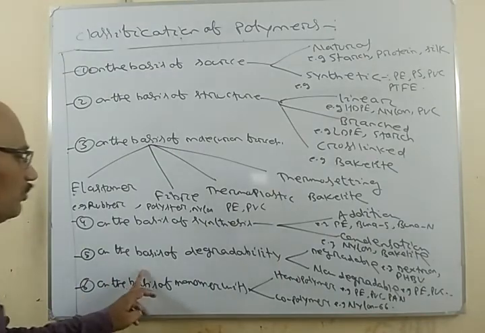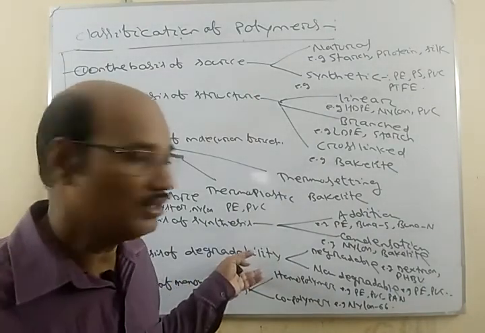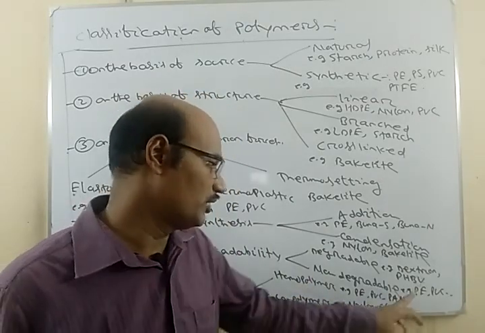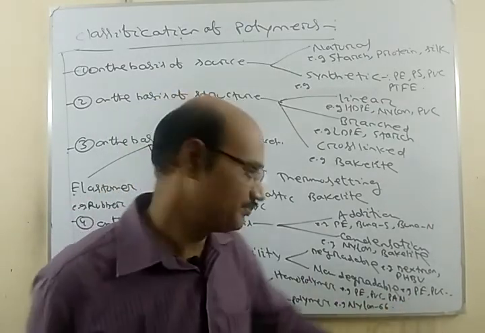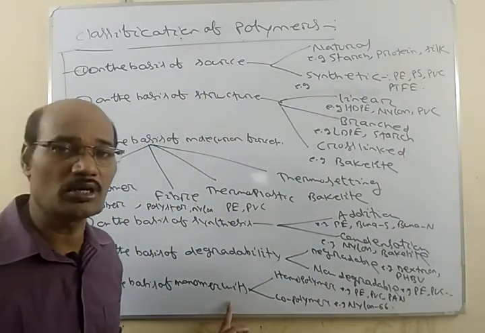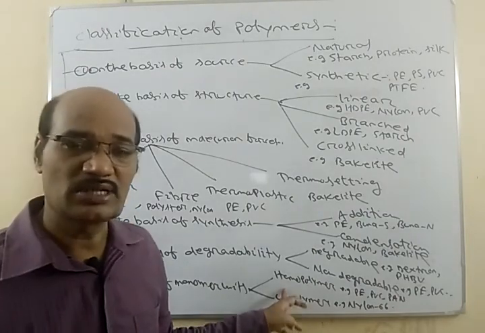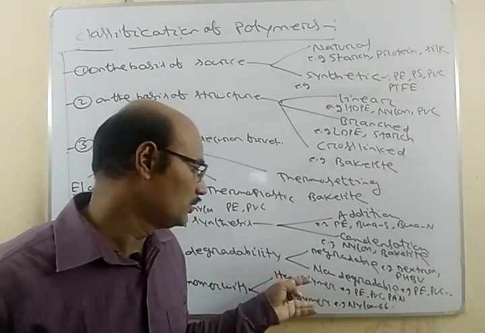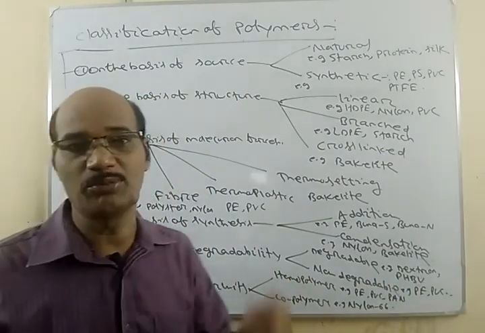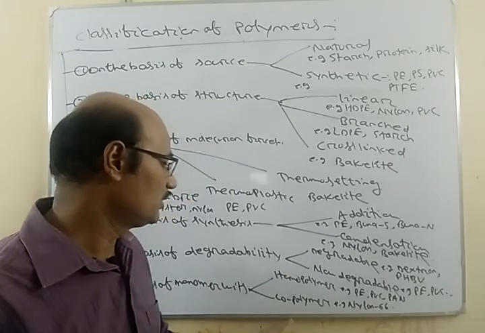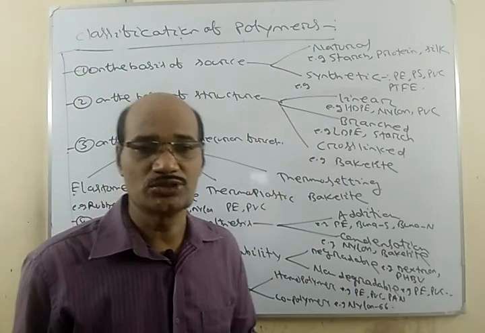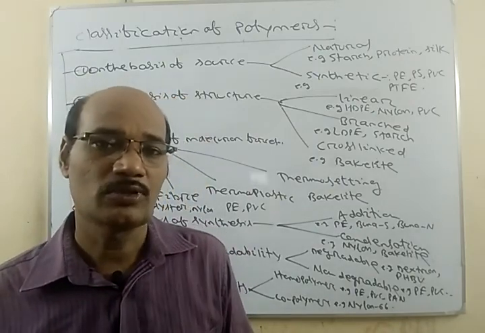Okay, now on the basis of degradability, it can be biodegradable like dextron, like PHBV, and non-biodegradable like polyethylene and polyvinyl chloride. And on the basis of monomer units, it can be homopolymer or copolymer. Homopolymers contain the same kind of monomer units: polyethylene, PVC, etc. And copolymers contain different kinds of monomer units, like nylon 6,6 or nylon 6,10. Okay, so these are the different kinds of polymers.